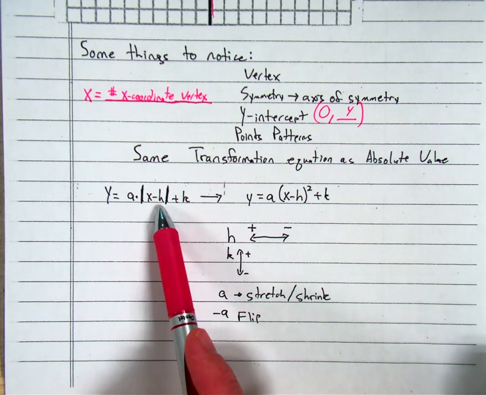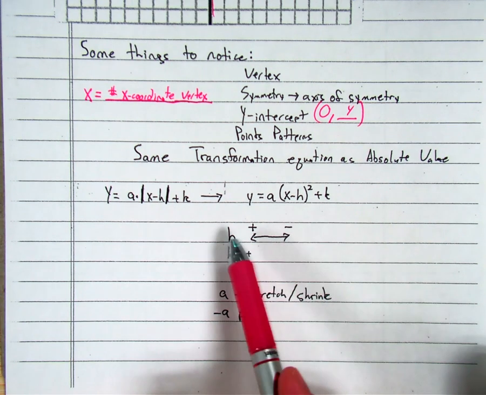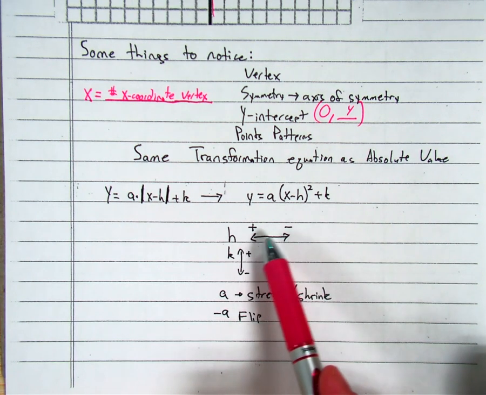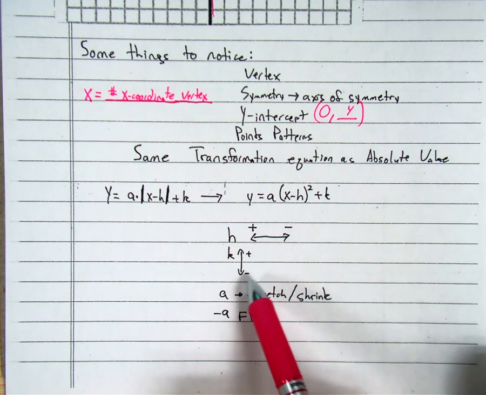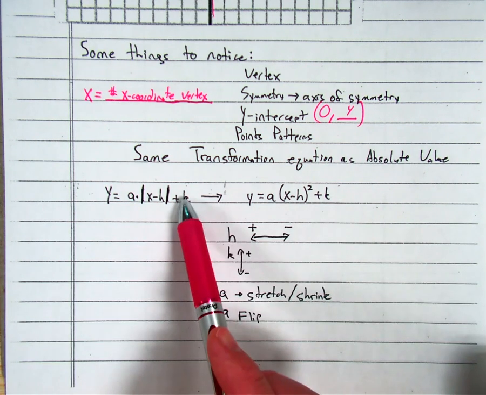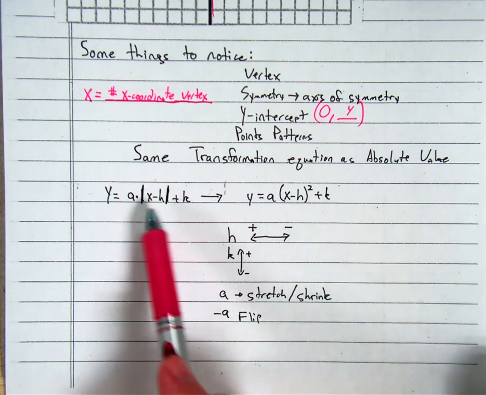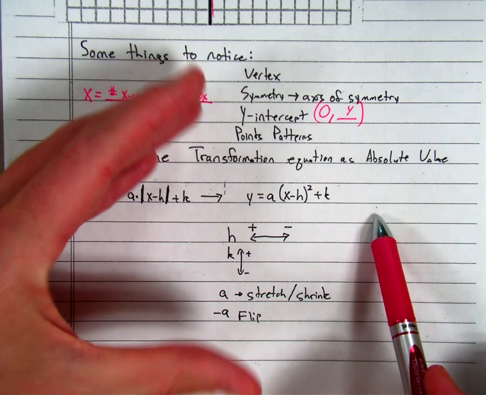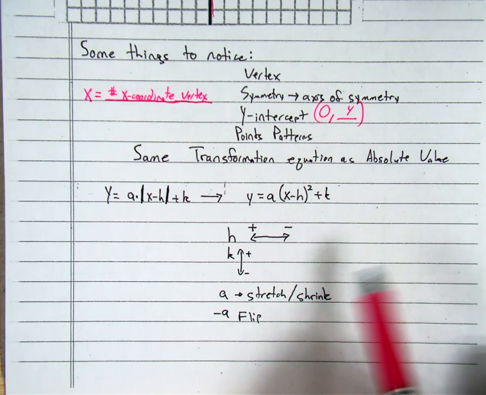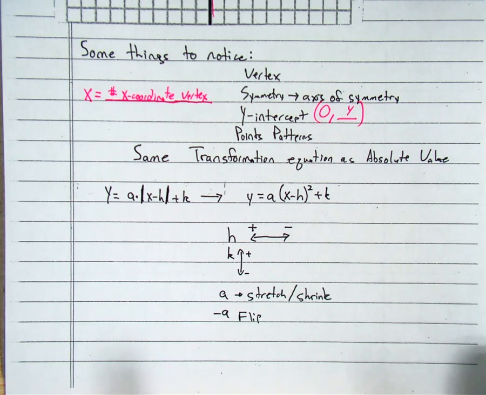The number inside with x is going to go left and right, opposite of what you think. Plus goes left, minus goes right. The outside number goes up and down, normal: plus goes up, minus goes down. The multiplier in the front is going to stretch it out, or shrink it down if it's a small fraction. And if it's negative, it's going to flip it upside down. All right, let's turn the page and get started.